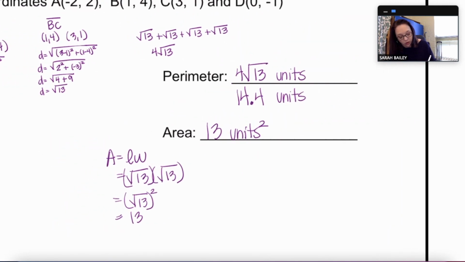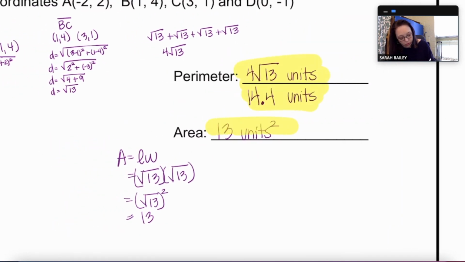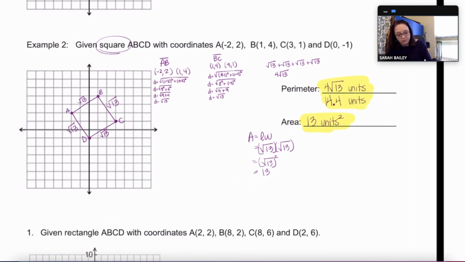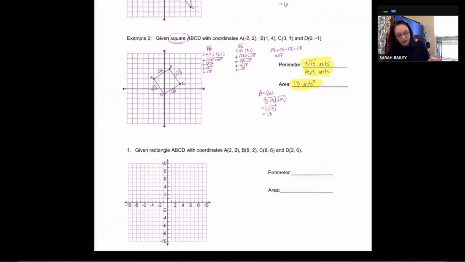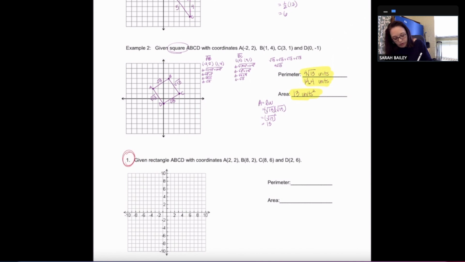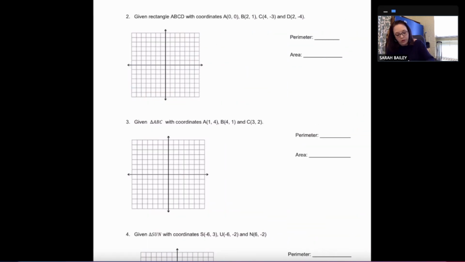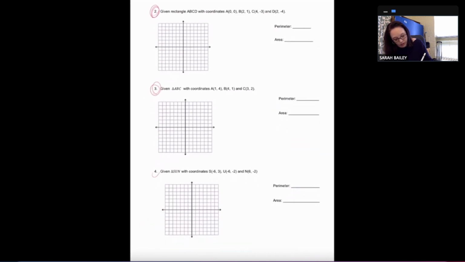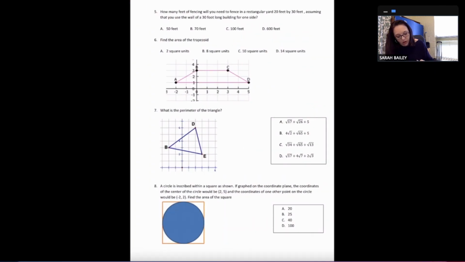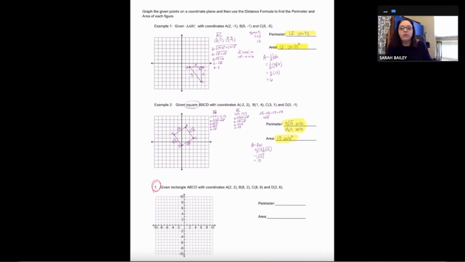All right, so two different answers for the perimeter, because sometimes you'll see the answer choices listed in radical form. So those are your two possibilities. All right, so now I'm going to have you do some practice on your own. So go ahead and pause the video, and do problems 1, 2, 3, and 4.